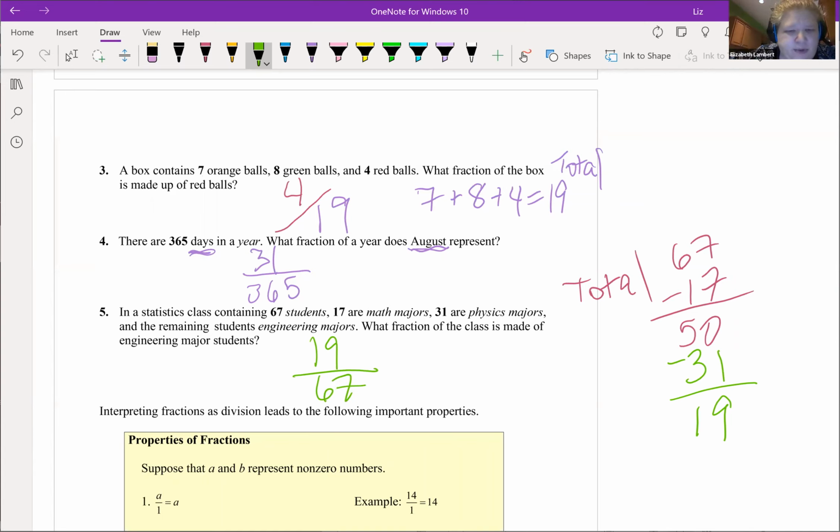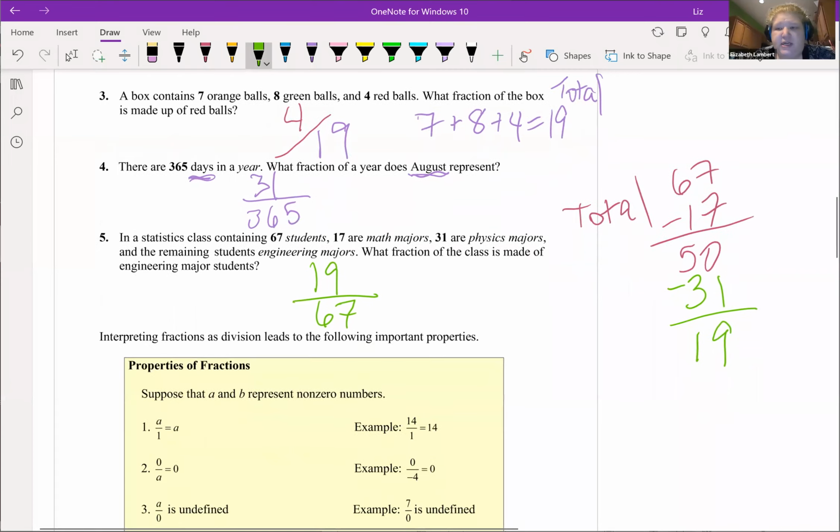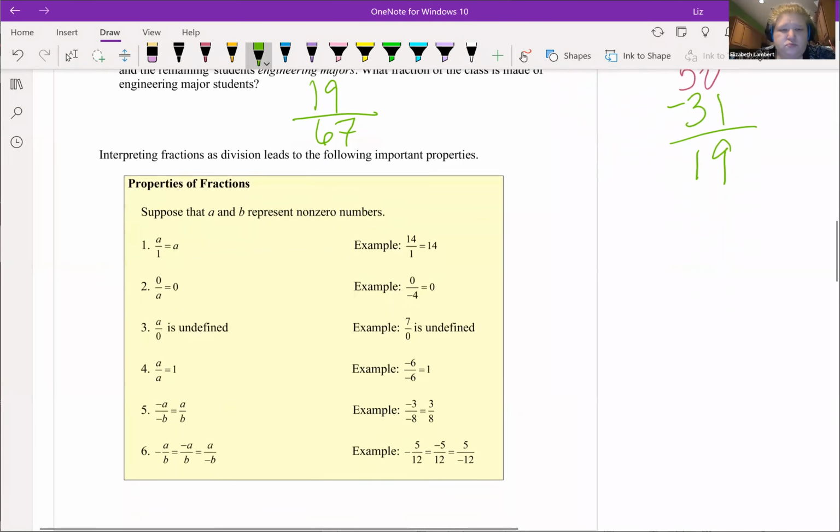19 is a prime number. I believe 67 is as well. I'm not as comfy with my larger primes, but that looked like a Z. So that's how we answer those kind of questions. So you should have a small set of those on your ALEKS homework.